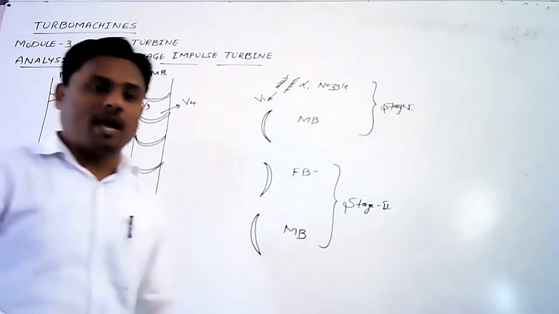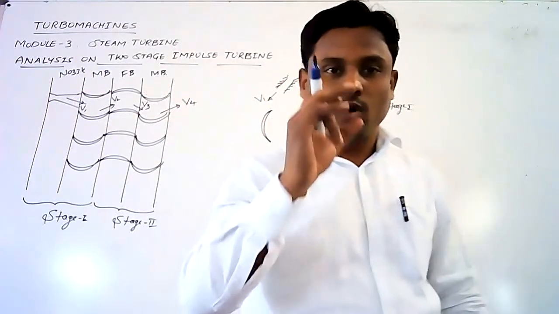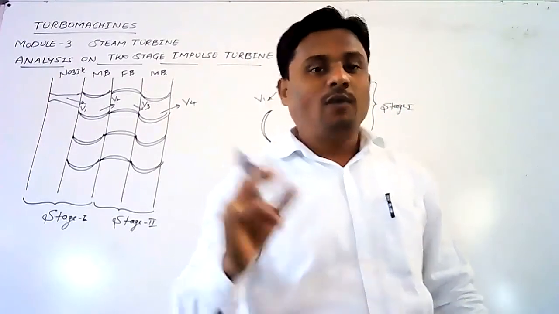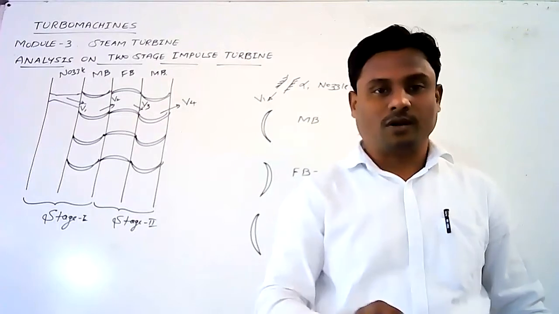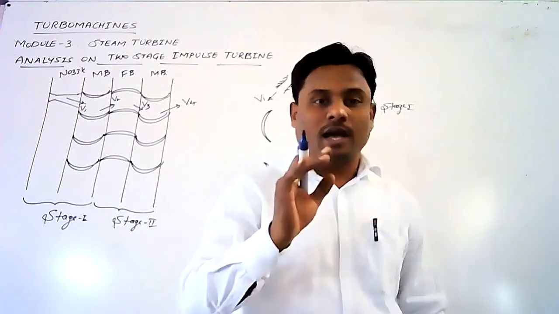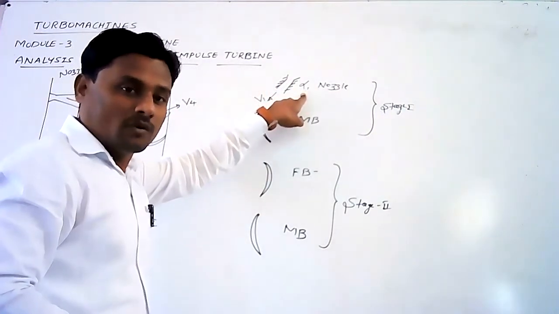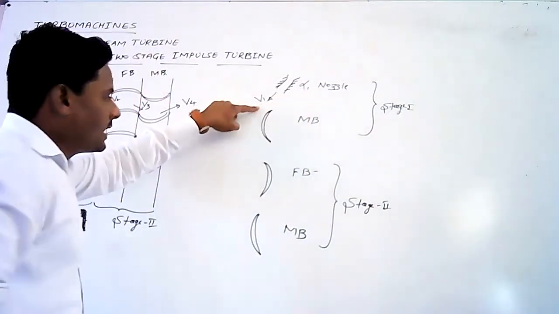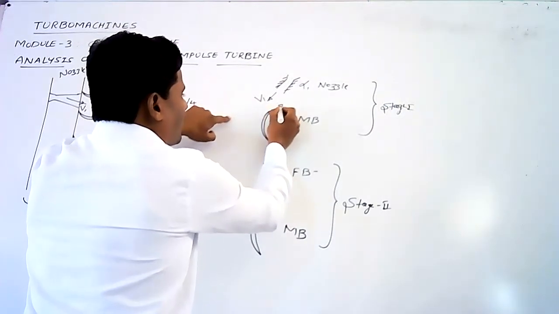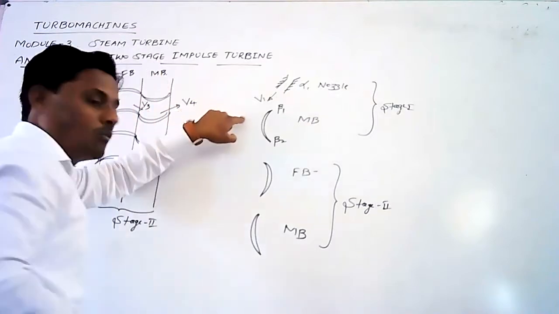Okay. Now how to write the angles? Remember students, for nozzle and for fixed blades, I repeat, for nozzle and for fixed blades, we are supposed to use the angle alpha, and for moving blades we have to use the beta. So here for the nozzle we have to use alpha 1 as the nozzle angle, and inlet and outlet for the moving blade, it is beta 1 and beta 2. Beta 1 and beta 2 is for moving blades.